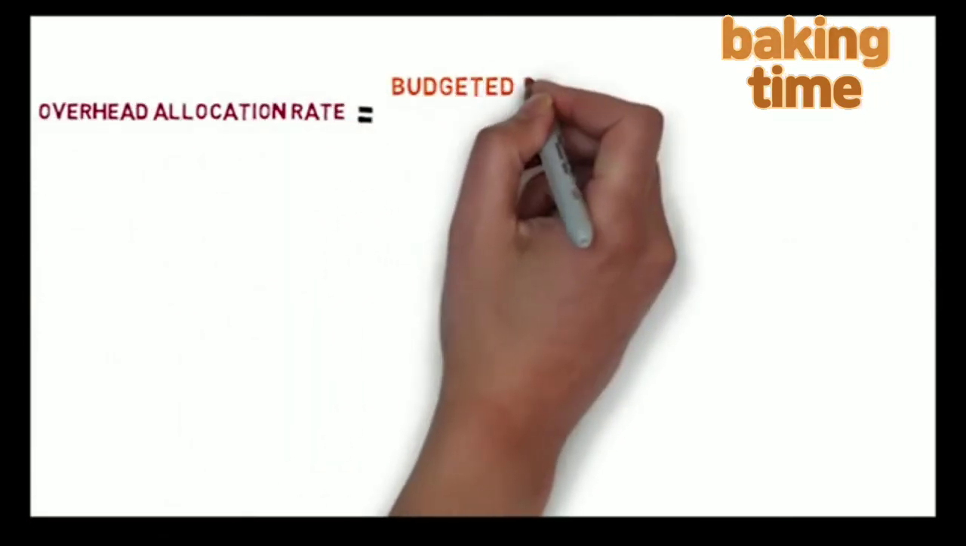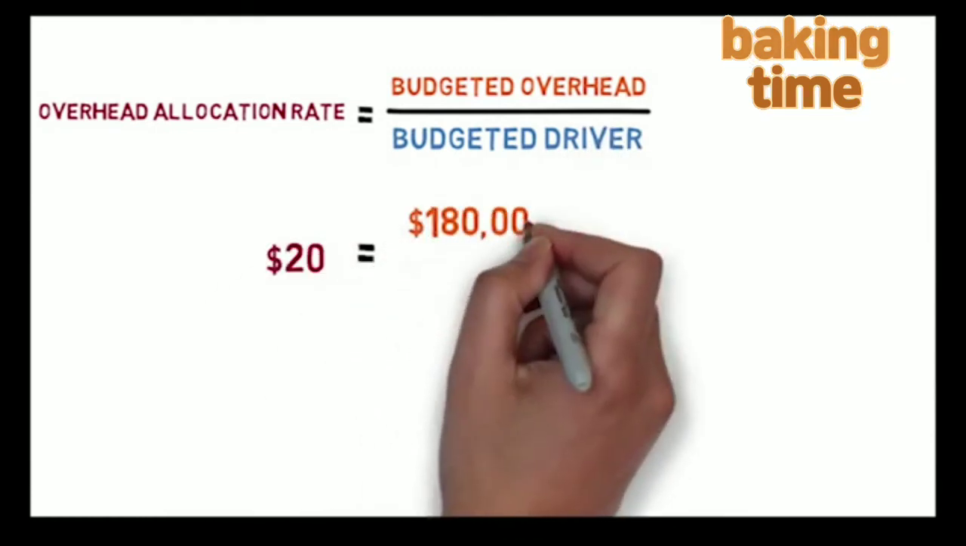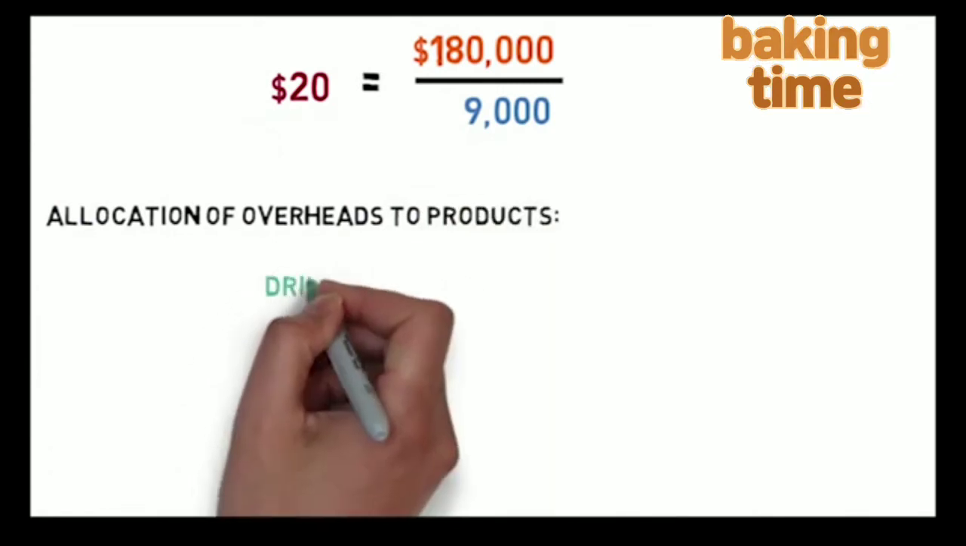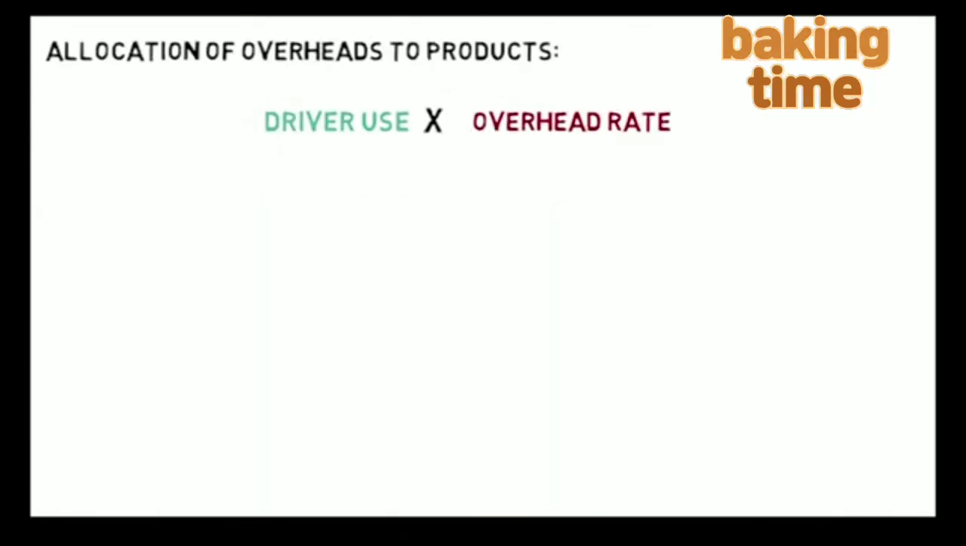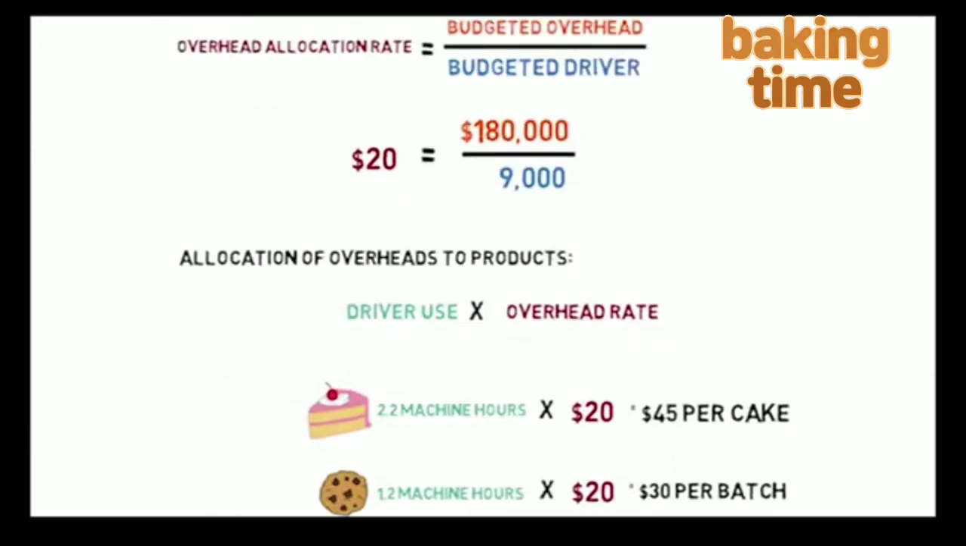Once Bob has estimated the total overheads and the total machine hours for the upcoming year, he calculates an overhead allocation rate using the formula total budgeted overhead divided by total budgeted driver. Bob realizes that the products in the bakery are likely to require different approaches to product costing. For cookies, Bob uses a process costing system.